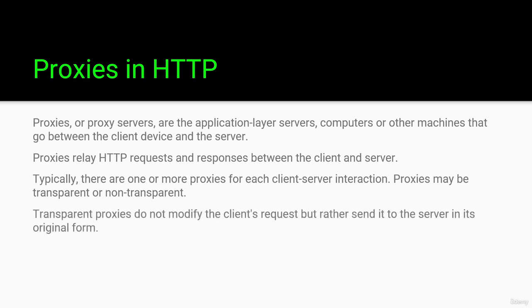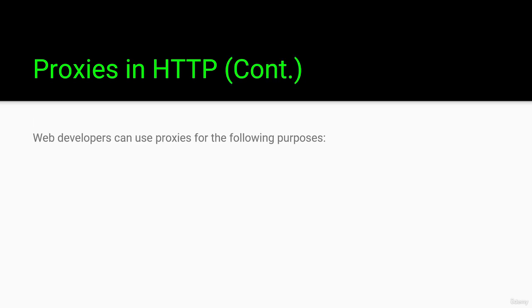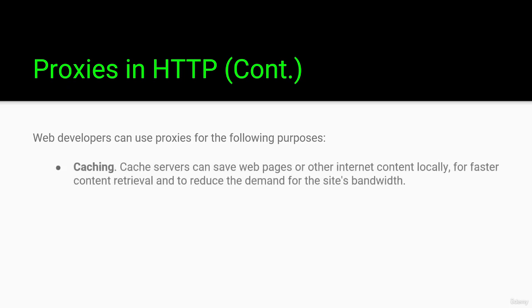Transparent proxies do not modify the client's request, but rather send it to the server in its original form. But non-transparent proxies will modify the client's request in some capacity, and can also be used for additional services, often to increase the server's retrieval speed. Web developers can use proxies for the following purposes: caching, because cache servers can save web pages or other internet content locally for faster content retrieval and to reduce the demand on the site's bandwidth.